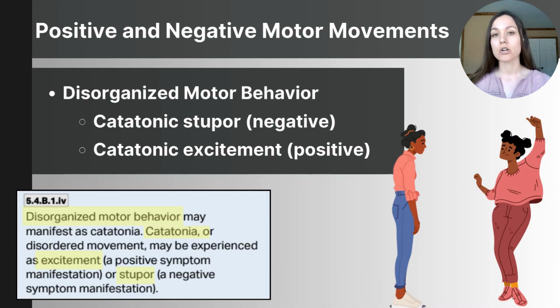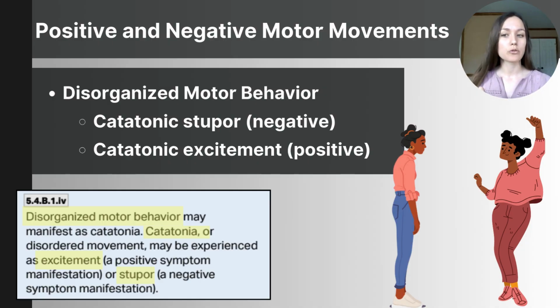The second is called catatonic excitement, and this is a positive symptom and it involves excessive movement and agitation. People in this state may display repetitive actions, extreme restlessness or erratic movement, like pacing or shouting, or making rapid, uncontrolled gestures. Their behavior may seem disconnected from the situation or their surroundings.